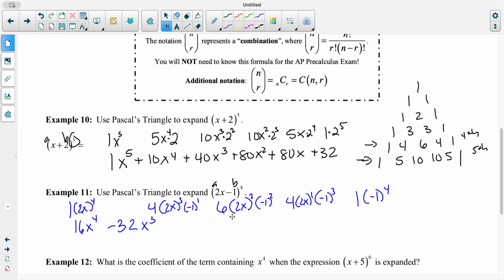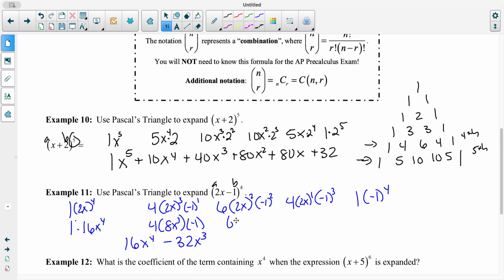Okay, so if you need to, you can write the next step down below if it makes it easier for you, especially if you're getting into pieces like this. So this is 1 times 16x to the fourth. This is 4 times 8x cubed times negative 1, right? That's going to be negative 32x cubed, if it makes it easier for you to see it.